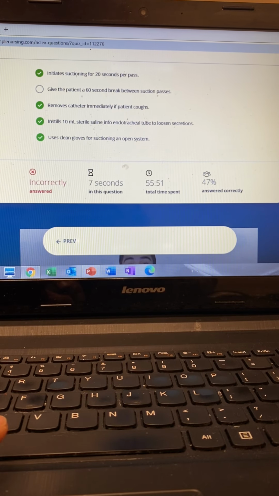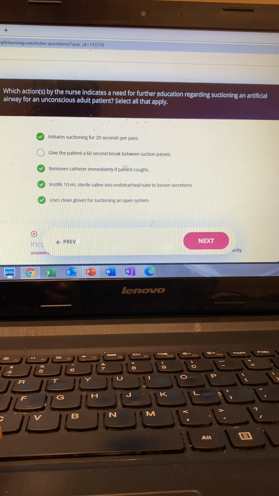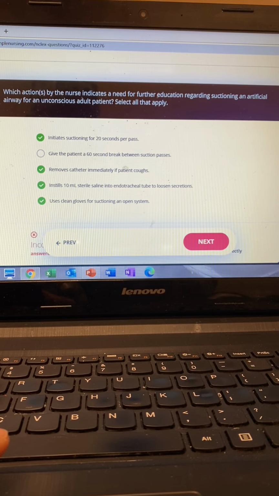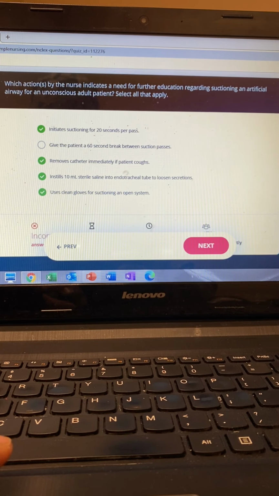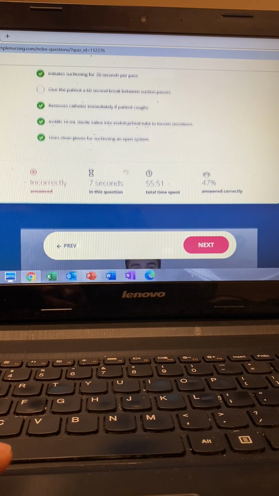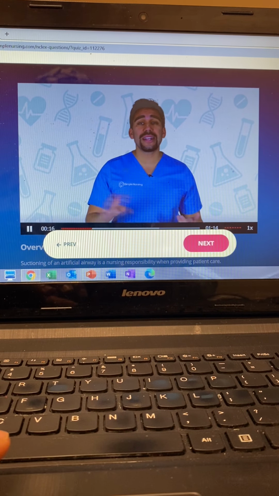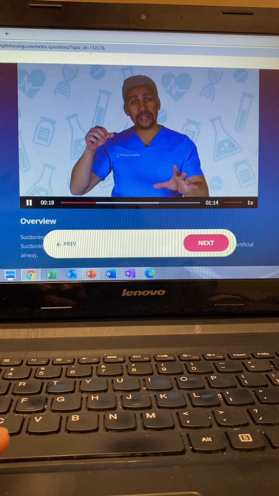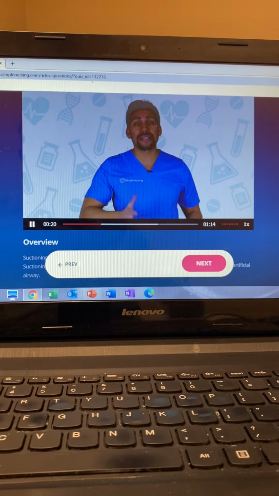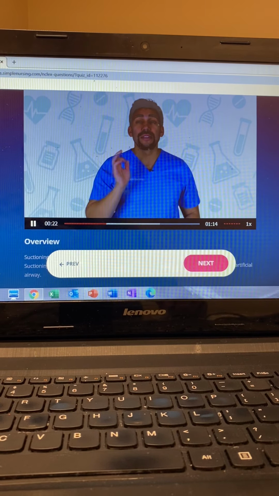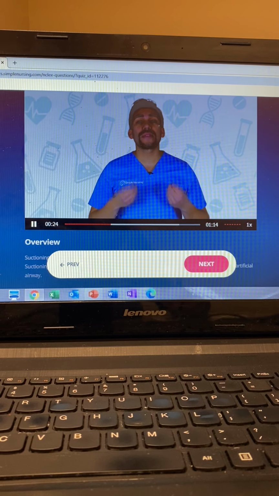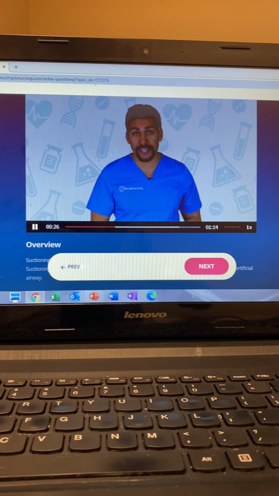Now using our 3 steps, let's break this down. Now this question is asking for the incorrect actions for the key problem, suctioning an artificial airway in an unconscious adult patient. So the biggest things we're thinking about are sterility, initiating the suction when you're coming out, oxygenation, as well as aspiration. So the solutions we're looking for are the wrong things to do when suctioning this patient.